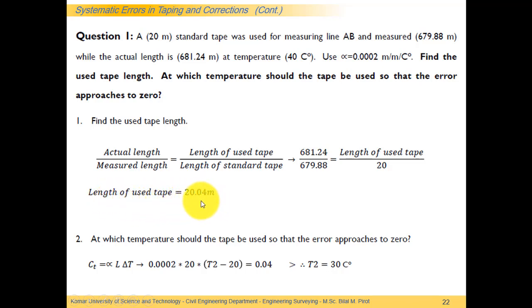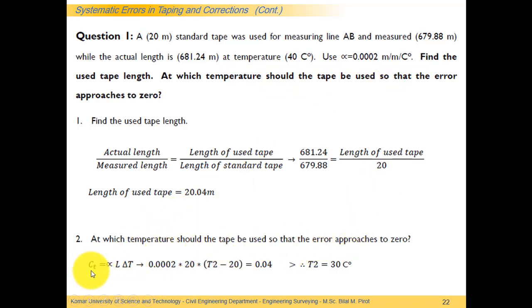So it means the tape that we have used for measuring the length of the line was 20.04. It was not exactly 20. This is the first requirement. The second requirement: at which temperature should the tape be used? So we have to find the standard temperature.